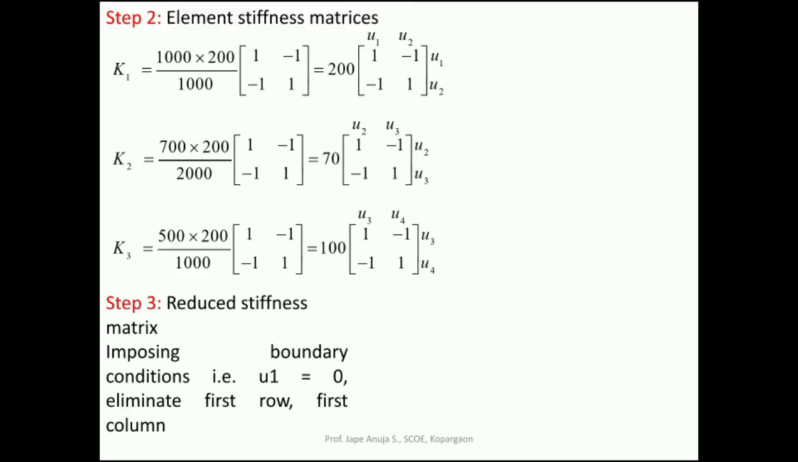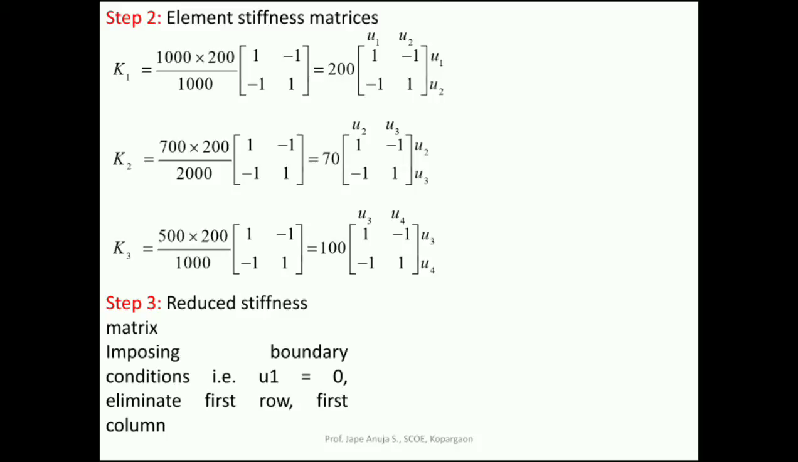Then the next step is number 3, the global stiffness matrix, as we discussed in example number 1. We wrote the element stiffness matrices and after that assembled the global stiffness matrix. So instead of writing the global stiffness matrix, you can skip that step and go to the next step, writing the reduced stiffness matrix by imposing the boundary condition itself in the second step. You don't have to write the global stiffness matrix again.